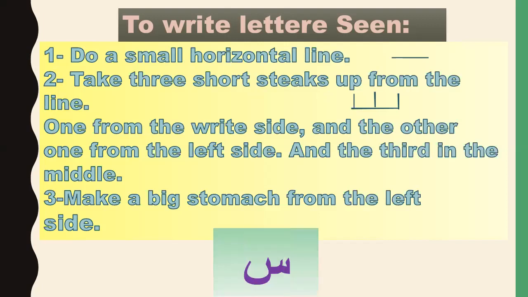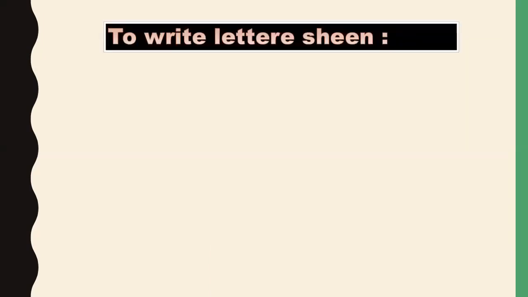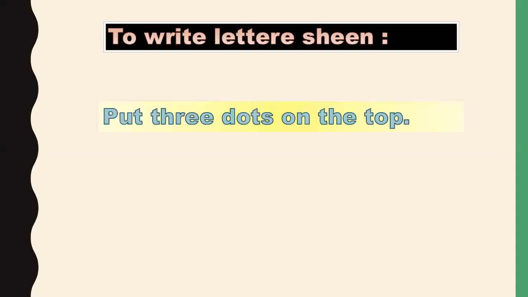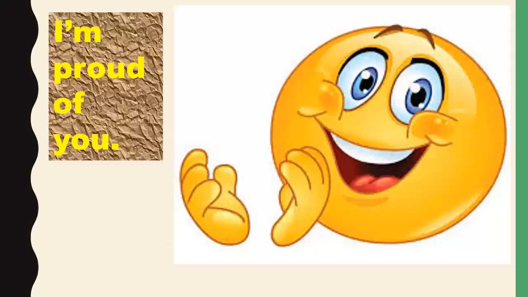Please repeat after me. Sin, Sin, Sin. To write letter Sheen, put three dots on the top. Sheen, Sheen, Sheen. Please write letter Sin and Sheen. Yes, did you finish? Very good. I am proud of you.